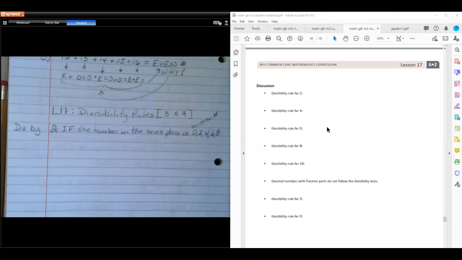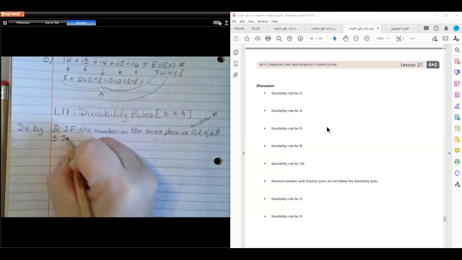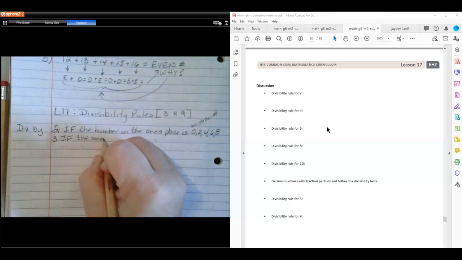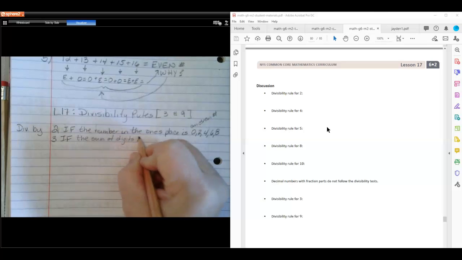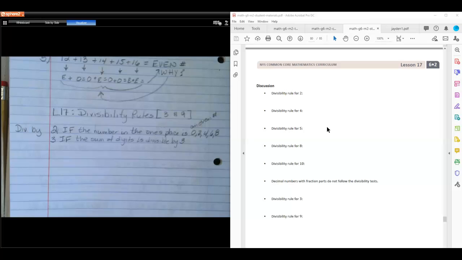And so now we're going to look at 3. Okay? Divisible by 3 if the sum of the digits is divisible by 3. So if I add the digits and that number I get is divisible by 3, then that big giant number is also divisible by 3.